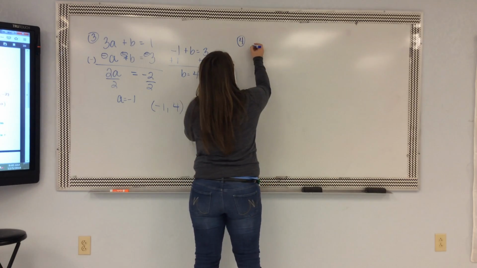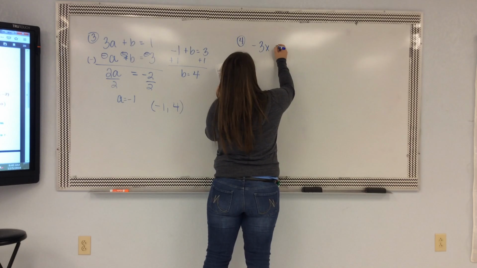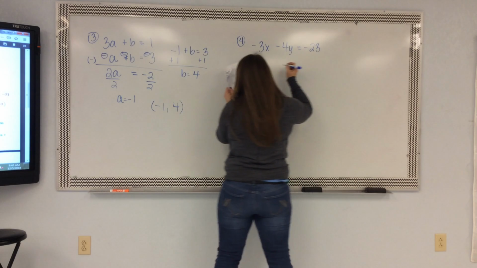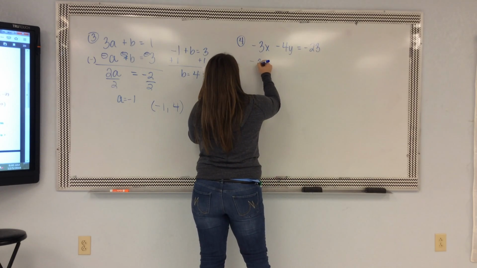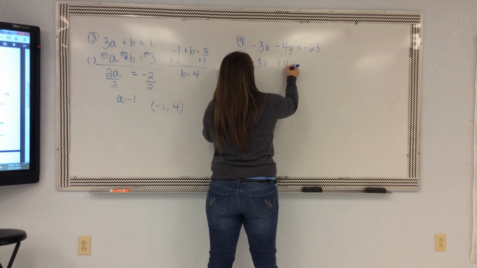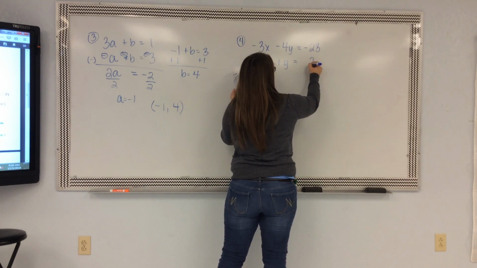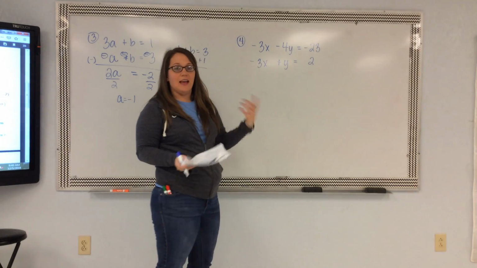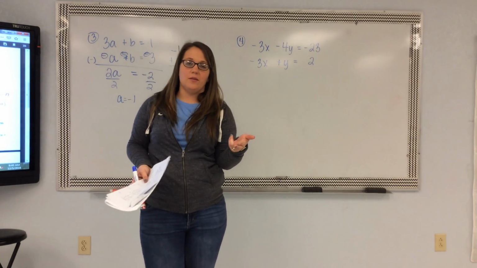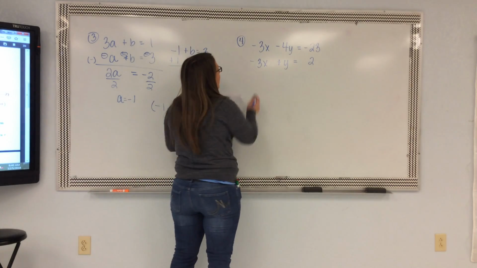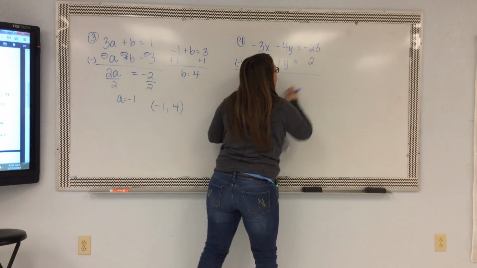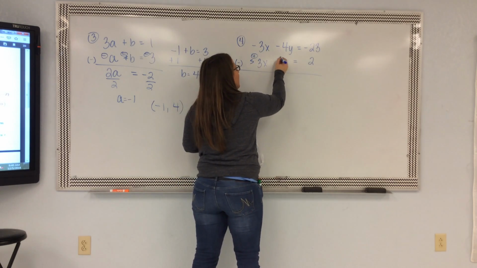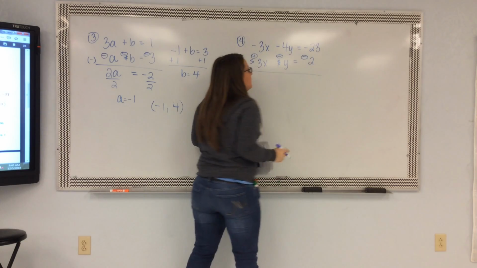Number 4 says negative 3x minus 4y is equal to negative 23. And then I have negative 3x plus y is equal to 2. So once again, I have the 3x on top of the 3x. That could cancel each other out, however, they're both negative, so that would make a negative 6x. So I want to turn this one into a positive. So I'm going to do that by distributing a negative all the way through. So this negative becomes a positive, this positive becomes a negative, and this one becomes a negative.